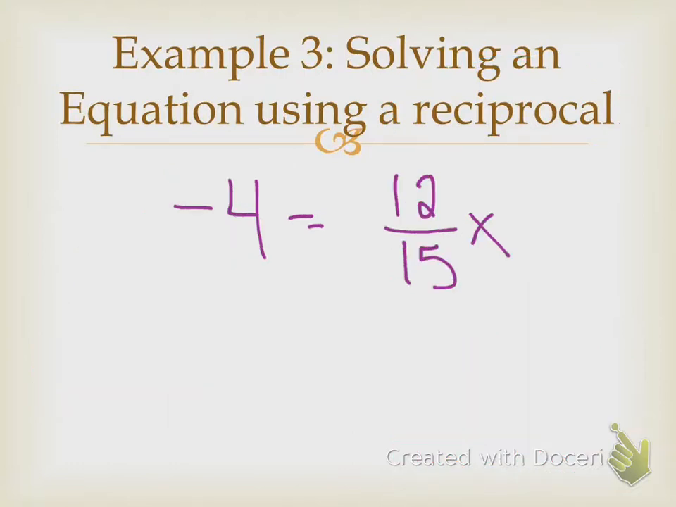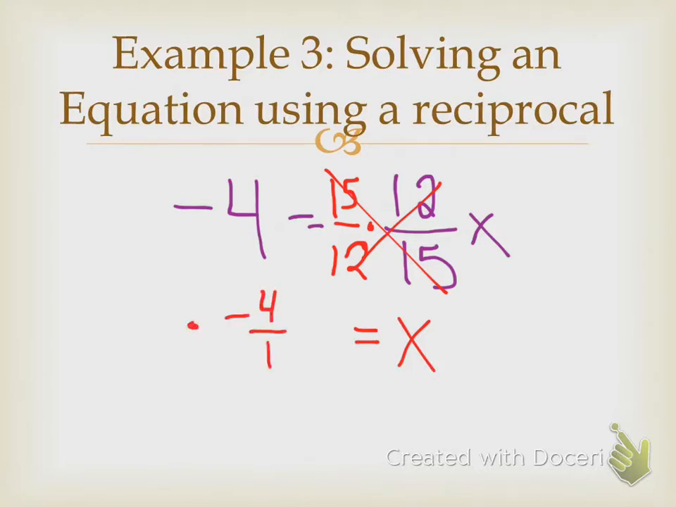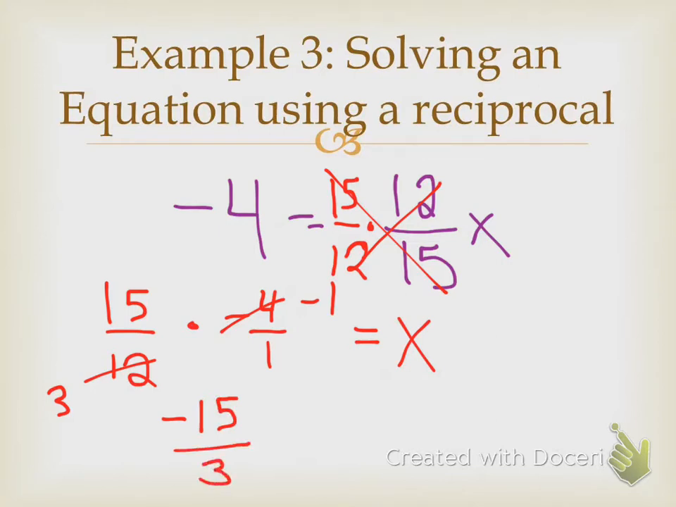What's my first step? Reciprocal, what's the reciprocal? 15 over 12. Get it to cancel. Get x by itself. Okay, now I have x by itself, but now I have to multiply negative 4 over 1 times 15 over 12. Okay, now that cancels down to negative 1. That's what Dawson was just asking. If it's negative, when you reduce it, you've got to keep the negative. And 3. Now I have negative 15 over 3 equals x.